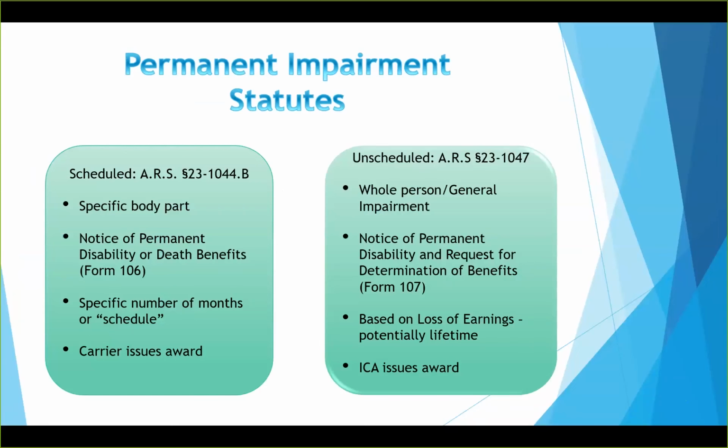Now, on the other hand, an unscheduled injury is an injury that affects the whole person, a general impairment. This is going to include your back, your neck, or your head injuries. This is issued on the Form 107, otherwise known as the Notice of Permanent Disability and Request for Determination of Benefits. This is issued based on the loss of earning capacity, or LEC, and is potentially issued for a lifetime. This is also issued by the Industrial Commission and not the carrier.